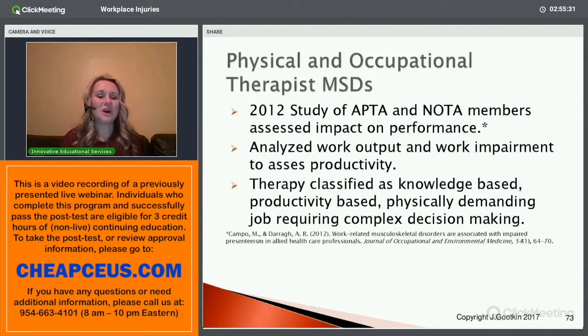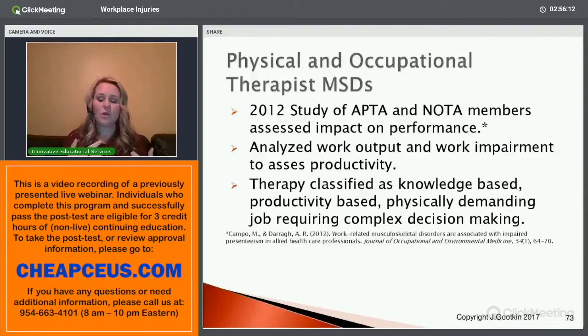There was a study done in 2012, and some of you may have actually participated in this study. It was a joint venture between APTA and the AOTA, and they looked at the impact on performance of musculoskeletal disorders for therapy clinicians specifically. What we have found is that the 1,500 respondents in this study ranged from individuals in outpatient settings, inpatient settings, home care. It really hit all the different settings that we work in, a variety of degree level, hours worked, years of experience.